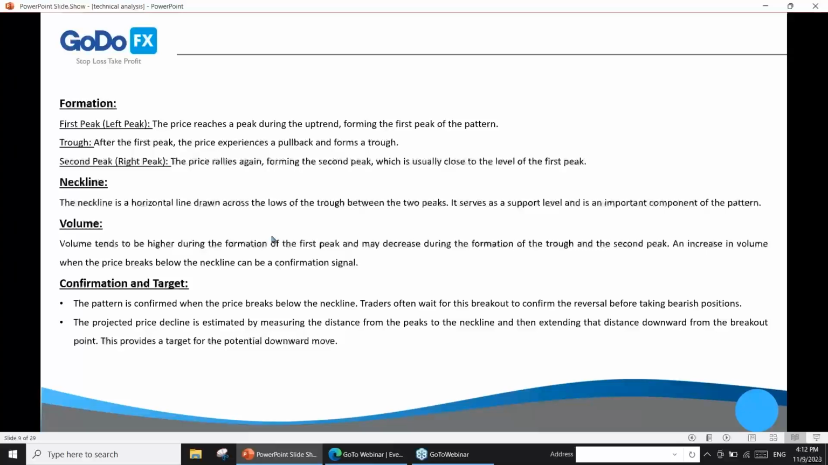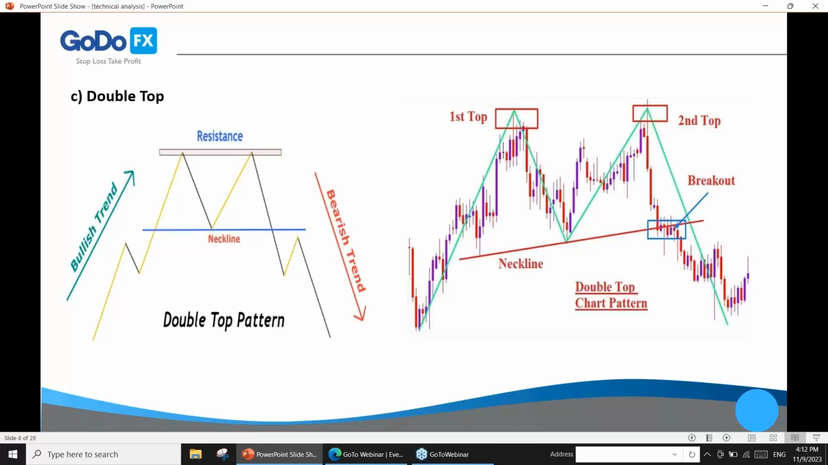So concerning the key characteristics of it, the price reaches a peak during the uptrend, forming the first peak of the pattern. After the first peak, the price is going to make a pullback and form a trough. And after it, the price is going to rise again, forming the second peak, which is usually close to the level of the first peak. What I mean is both of these two peaks are going to be at equal prices. So the price here is going to be equal to it, and the price here is going to be equal to it.